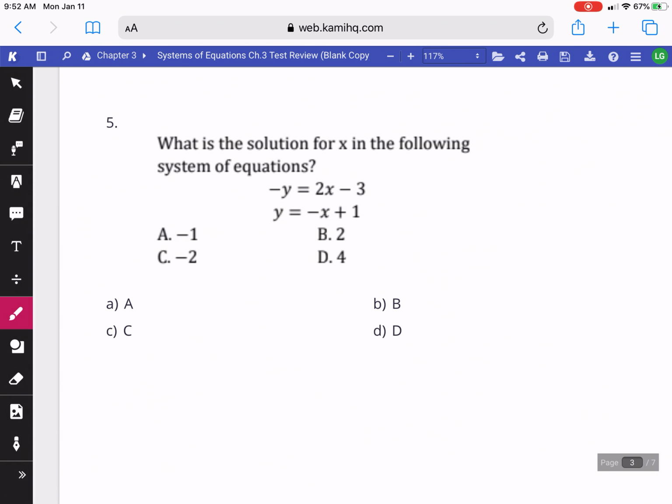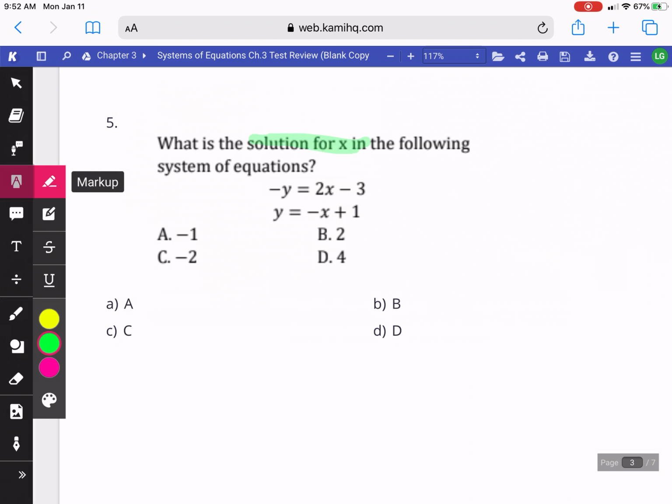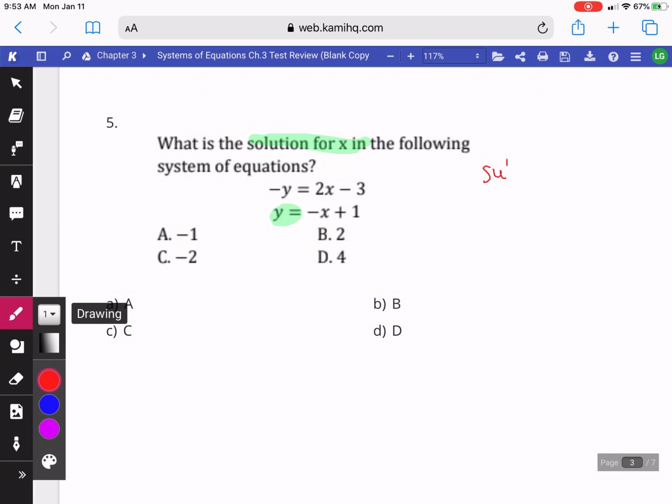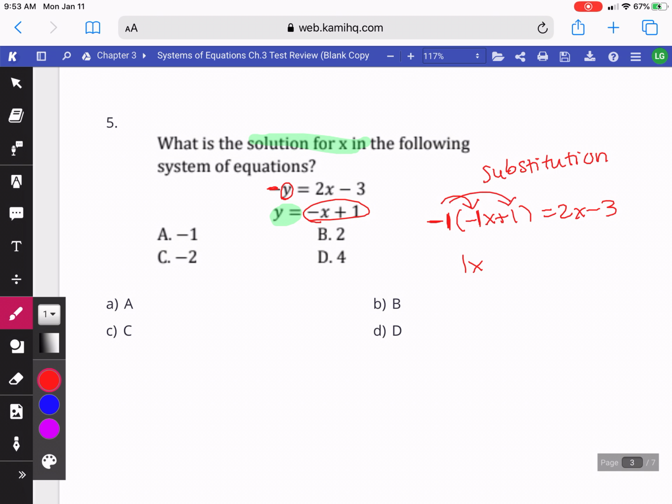Question 5 wants to know the solution for x in the system. Here I'm also going to use substitution because one of these starts with y equals. So I'm going to plug -x plus 1 into this y right here. This one I have to be careful because there's this negative in front. So when I plug it in, there's still a negative. So I'm going to use parentheses and then put -x plus 1. Here I can distribute. I'm going to put an imaginary 1. So -1 times -1x is +1x. And -1 times 1 is -1.